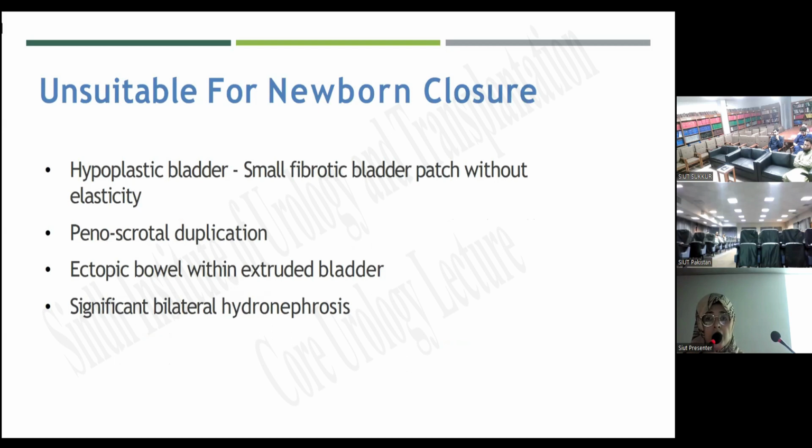Okay, there are some cases in which primary closure is unsuitable in newborns, and these cases involve patients with a hypoplastic bladder, in which there are small and fibrotic bladder patches present without elasticity. Because in these cases, if we perform primary closure, the bladder is unlikely to develop after the closure because of the poor elasticity of the bladder template. Other cases include penoscrotal duplication, ectopic bowel within an exstrophied bladder, and significant bilateral hydronephrosis.